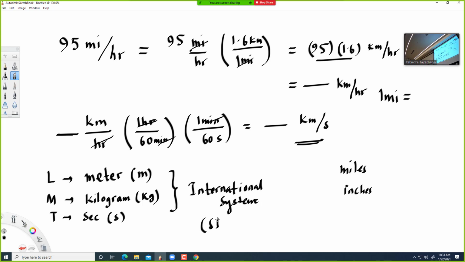Or it's also called SI unit. That's what we use in physics. And we can write the units of other derived quantities in terms of these fundamental units. These are fundamental units. So here, let's see a question.